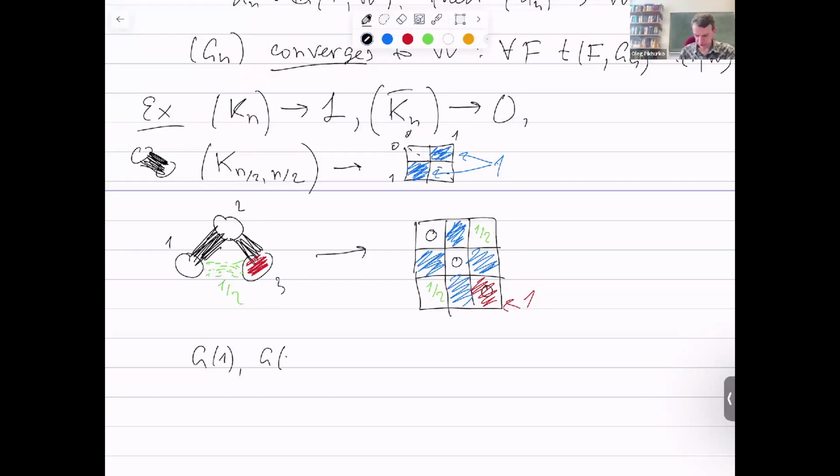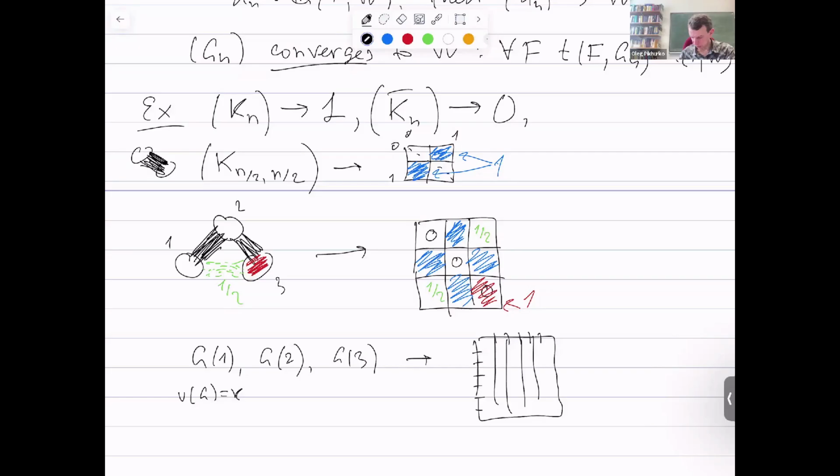But in general, if you have a sequence of blow-ups of a graph G, which means I start with G, I replace each vertex by 2 copies, then each vertex by 3 copies, and so on, then what do they converge to? Suppose G has k vertices. Then I partition the interval into k equal parts, and here I put the adjacency function of G. So on the diagonal it will be zeros, and everywhere else I put 0s and 1s to denote adjacency. This graphon I'll call W of G.